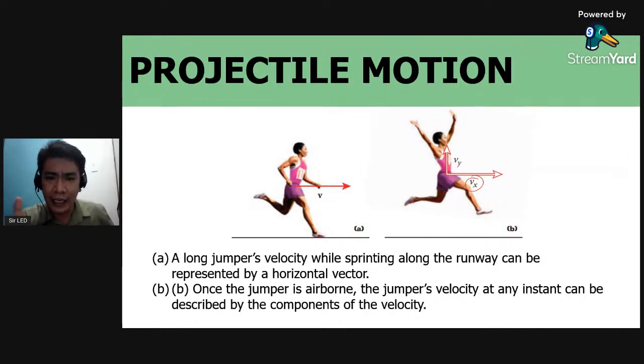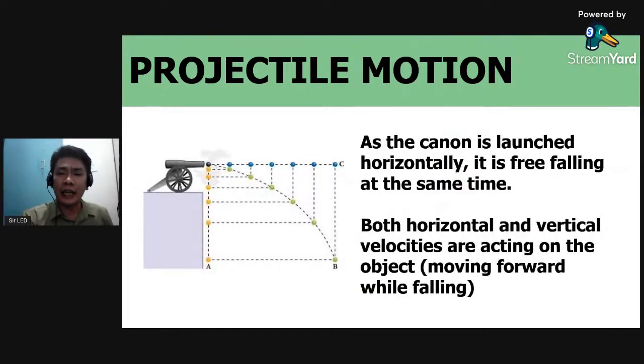And this leads to a new kind of motion, a motion wherein we have a combination of the horizontal velocity and vertical velocity, or horizontal and vertical motion, called the projectile motion. And that's why in our learning competencies, we call this projectile motion as 2D or two-dimensional. Okay, consider this cannon, class. As the cannon is launched horizontally, it is also free falling at the same time.